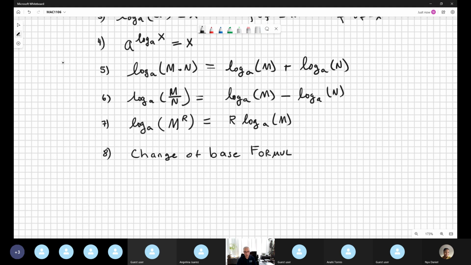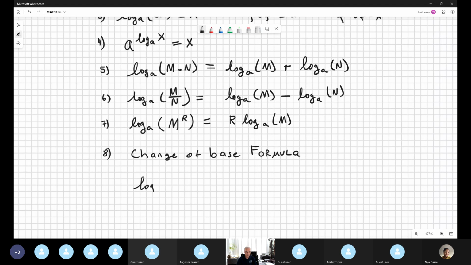Okay, it's a formula that allows us, because the supposition in any property 5, 6, 7 is that the base is the same, which I call A. But suppose that it's different. So what should I do? Well, you apply this formula. Let me interpret it.